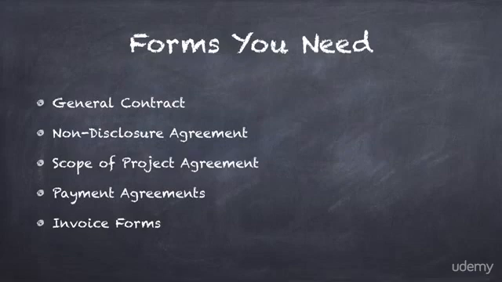Again, general contract, scope of project, payment agreements, all of that's built into Elance. You don't have to worry about it. I'm not shilling Elance, I promise. I'm just, if you want to make this as easy as possible, that's how you do it. And finally, invoice forms. If you're going to do invoicing independently and not pay for anything, you'll want a form that you can use for that.